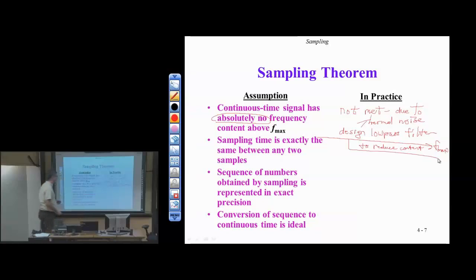Next one. Sampling time is exactly the same between any two samples. Metaphysical perfection between sampling times. Go ahead. Would the main reason for that not being true be that, like in software, your instructions are going to take different amounts of time to process, and the timers are never going to be accurate? So the time between the sample being processed will be different each time.